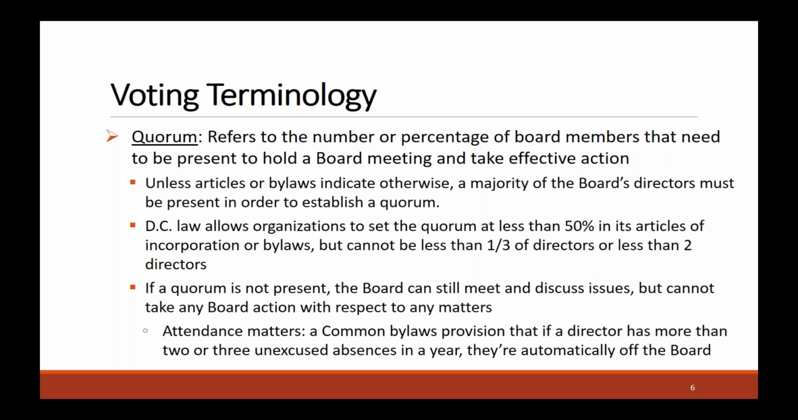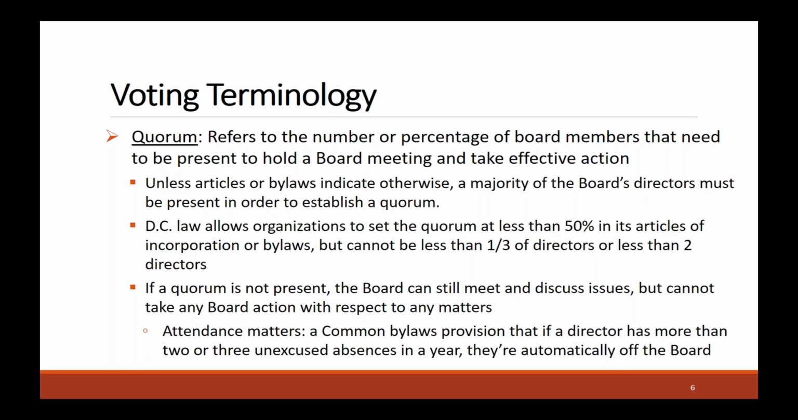Because of this, attendance matters, and a common provision that you'll see in nonprofit bylaws is that if a director has more than 2 or 3 unexcused absences in a year, they're automatically off the board. This is a provision that you might want to consider if you don't already have it in your bylaws. The good thing is that it's automatic. You don't have to have a vote.